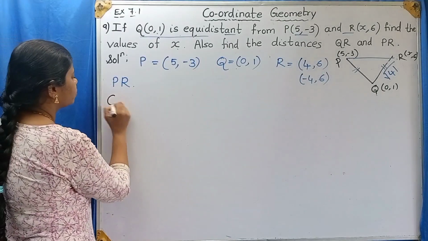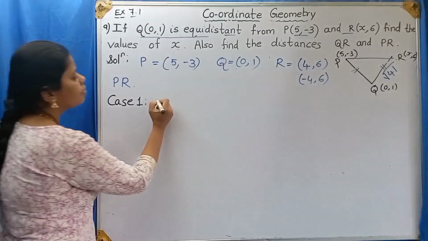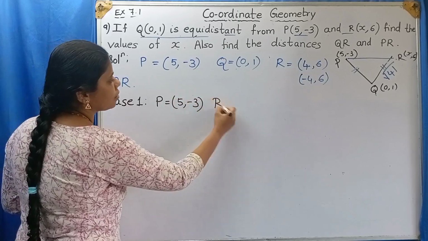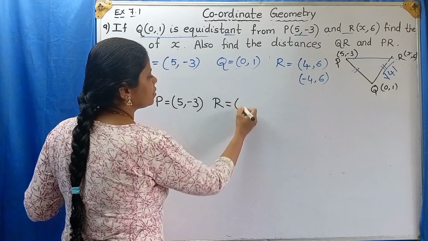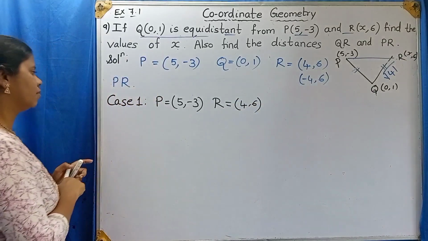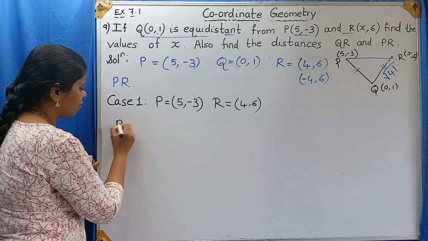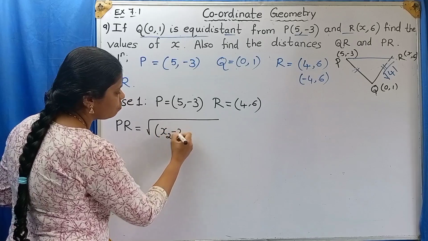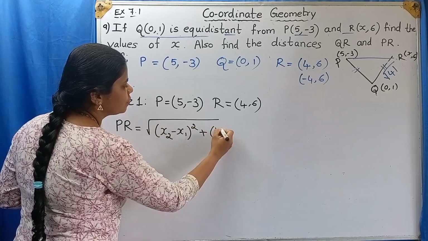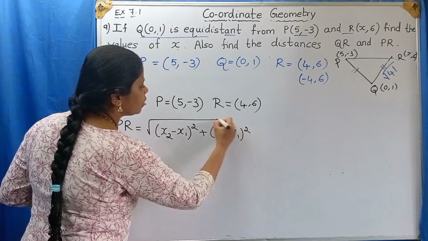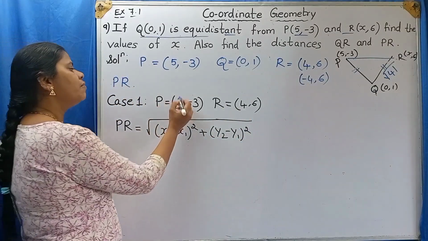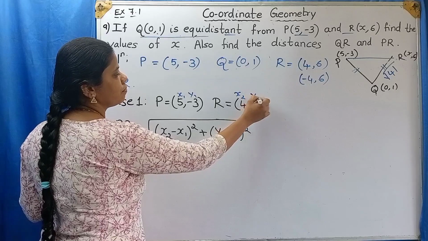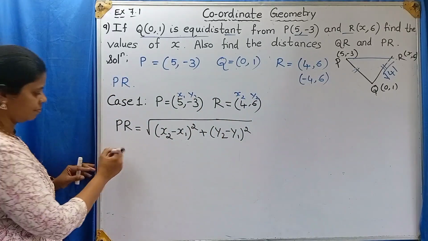Case 1. The coordinates of the point P is 5, minus 3, and for R, it is 4, 6. We have to find out the distance between PR by using the distance formula, that is square root of x2 minus x1 the whole square plus y2 minus y1 the whole square. Here this is our x1 and this is our y1, this is our x2 and this is our y2. Let us substitute in this equation.